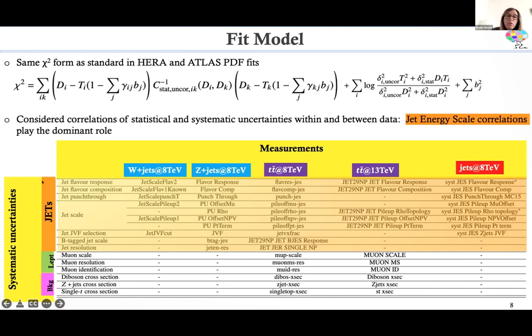The correlation of jet uncertainties, and in particular the jet energy scale correlation, plays the dominant role. This is somehow expected since the jet energy scale is the major uncertainty for most of the measurements. But we also considered the correlation of smaller uncertainties like the lepton and the background uncertainty when relevant and when available.